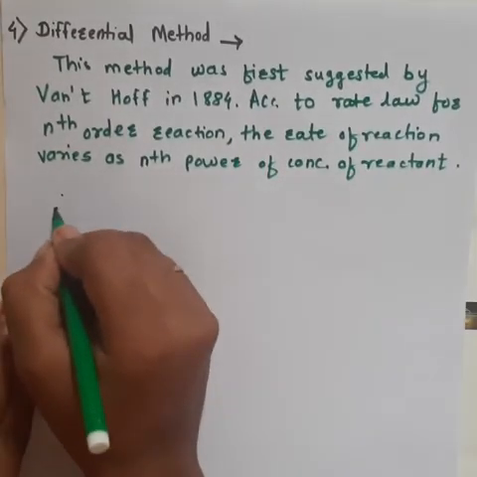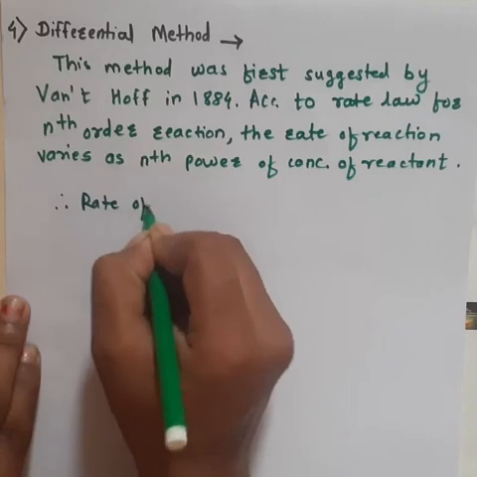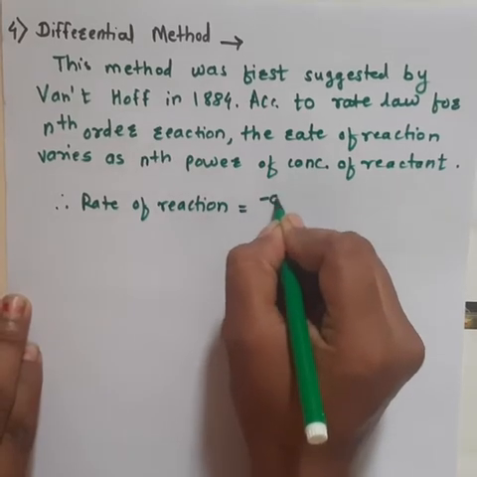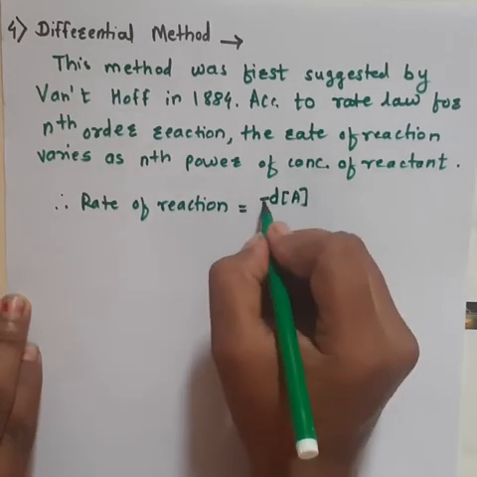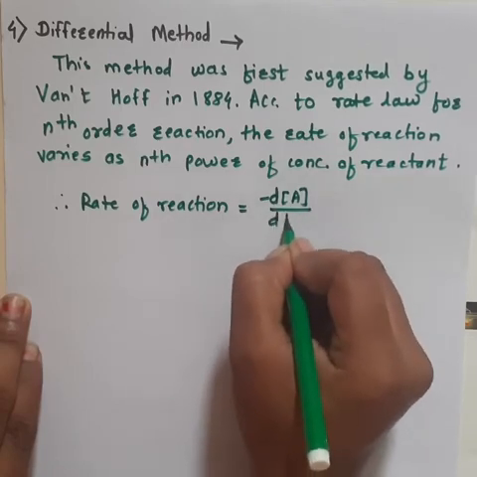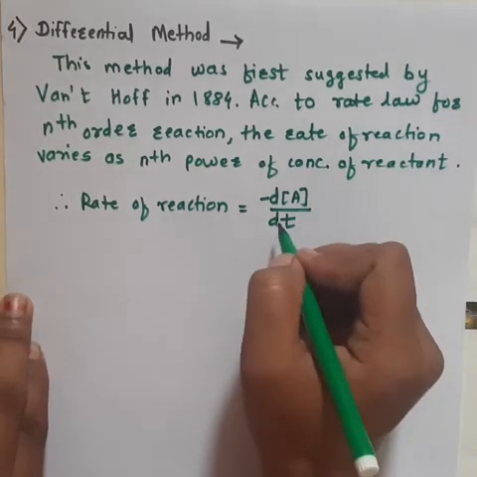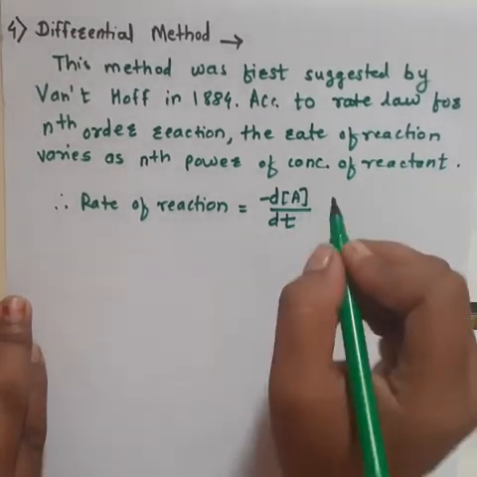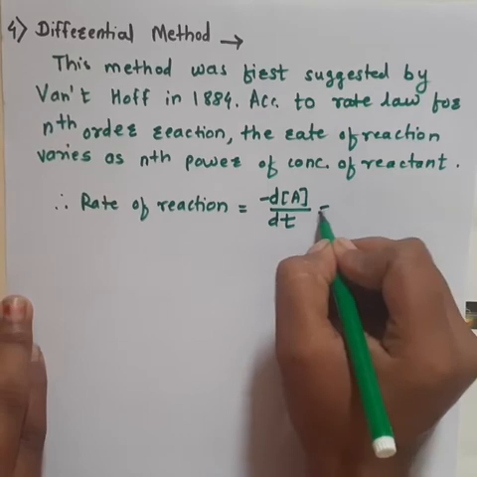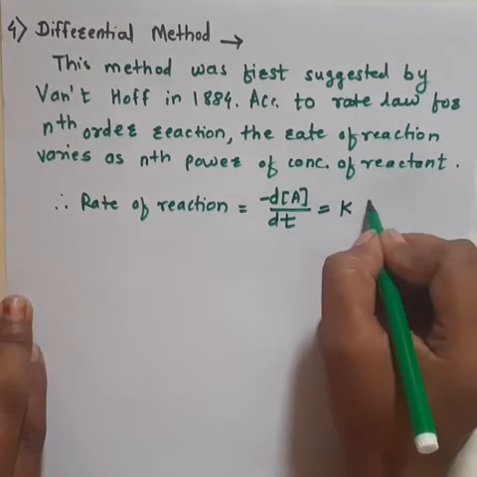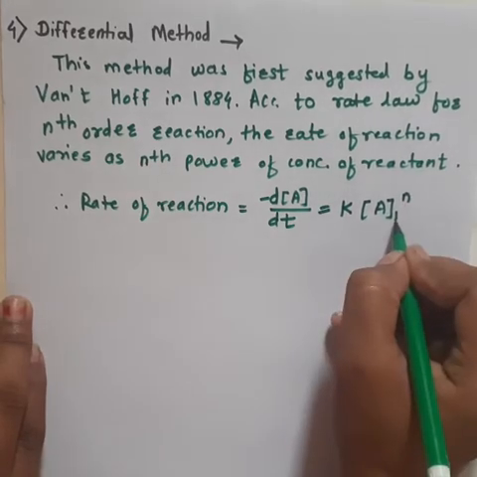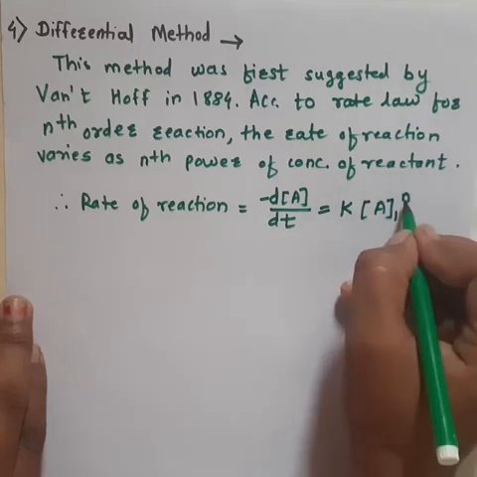So how can we give the rate of reaction? Rate of reaction is the decrease in the concentration of reactant, that is A, divided by the time in which the change takes place. We have already studied this definition in our first lecture. So the rate is equal to K, the rate constant, into the concentration A1 raised to N, where A1 is any one initial concentration and N is the order.